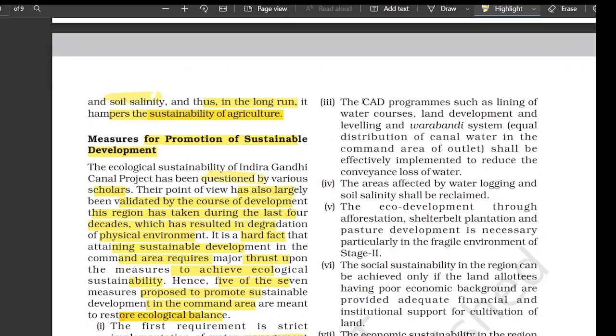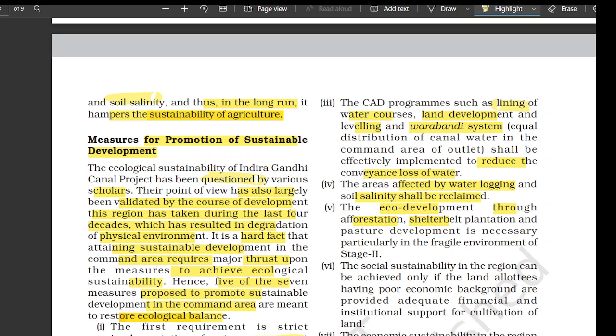3. CAD programs such as lining of water courses, land development and leveling, and Warabandi system, equal distribution of canal water in the command area of outlet, shall be effectively implemented to reduce the conveyance loss of water. 4. The areas affected by waterlogging and soil salinity shall be reclaimed. 5. The eco-development through afforestation, shelter belt plantation, and pasture development is necessary, particularly in the fragile environment of stage 2.